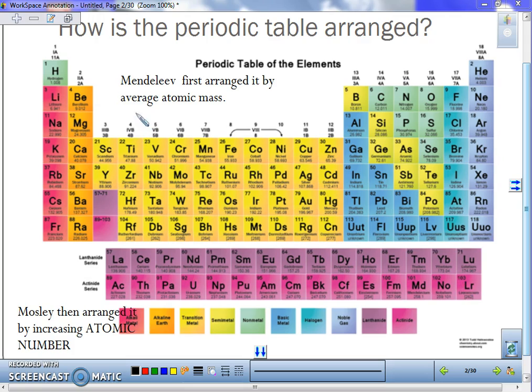And then Dmitri Mendeleev arranged a periodic table, and he arranged them by increasing average atomic mass, which worked for most of the elements, but it didn't work for all of the elements. And then Moseley came along and he arranged it by increasing atomic number, which is the trend for the periodic table that we use today.